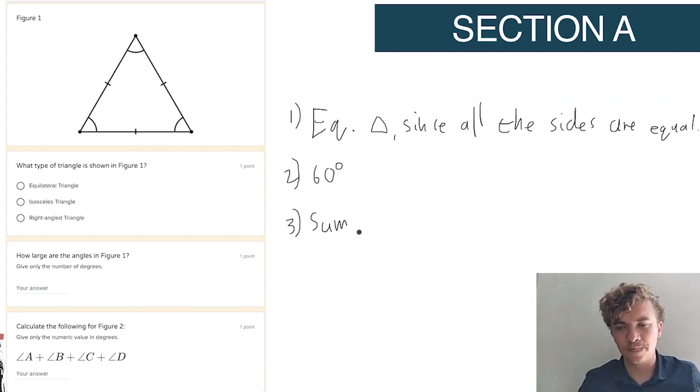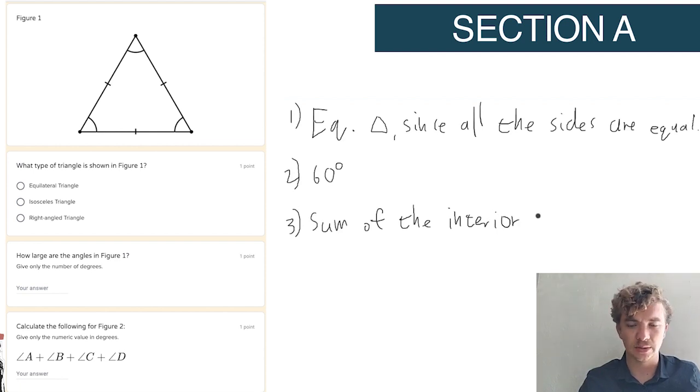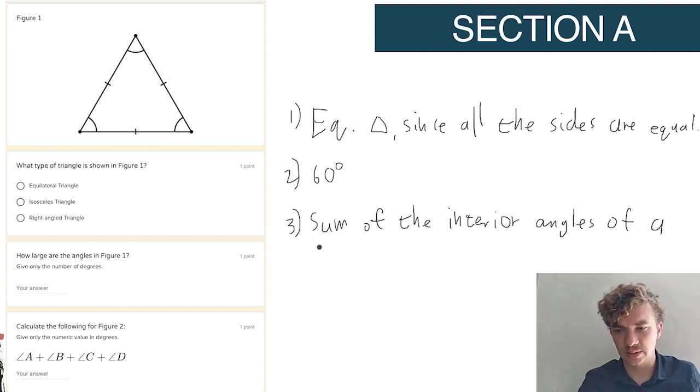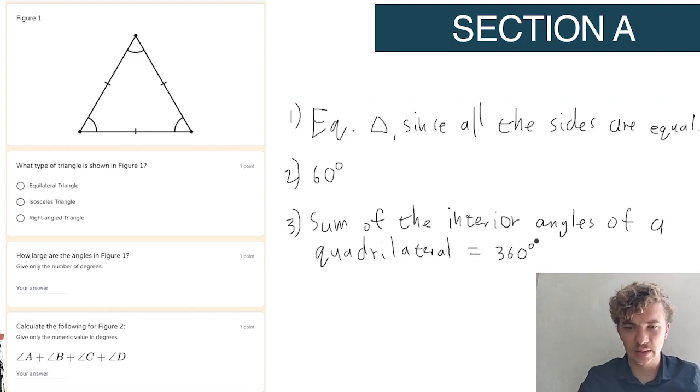So the sum of the interior angles of a quadrilateral is always equal to 360 degrees, and therefore we know that the answer here is just 360. Next question.